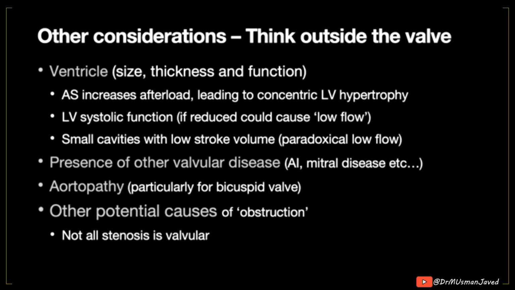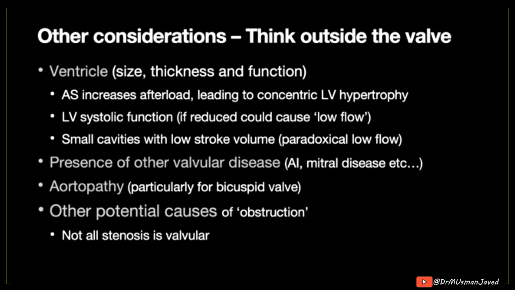Some other important considerations when you are assessing aortic stenosis. Obviously, you want to complete the entirety of the assessment of the heart in the echocardiography study, but you need to think outside the valve. So the ventricles can be affected and also can affect your gradients. The size, thickness, and function of the LV are important to look at. Aortic stenosis, which is severe, increases afterload, which can lead to concentric LV hypertrophy as a consequence. And if you're looking at the LV systolic function, if it's reduced, it can cause low flow. A small cavity or hypertrophic cavity with low stroke volumes can give you paradoxical low flow, as we talked about.